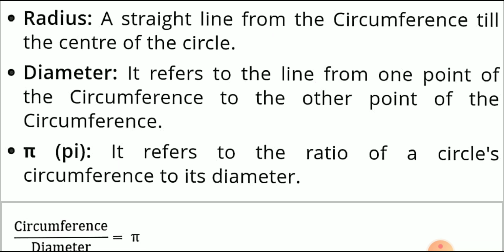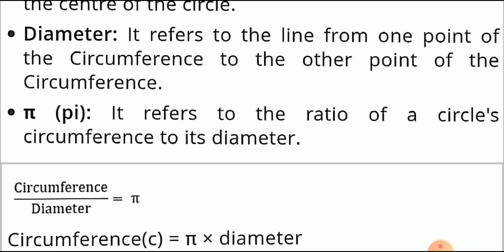Pi refers to the ratio of a circle's circumference to its diameter. This is the important term which you will learn here in the circle. Ratio of circumference to diameter. We already noted that the circumference is 22 and the diameter is 7. It is an irrational number, which we have not studied yet.